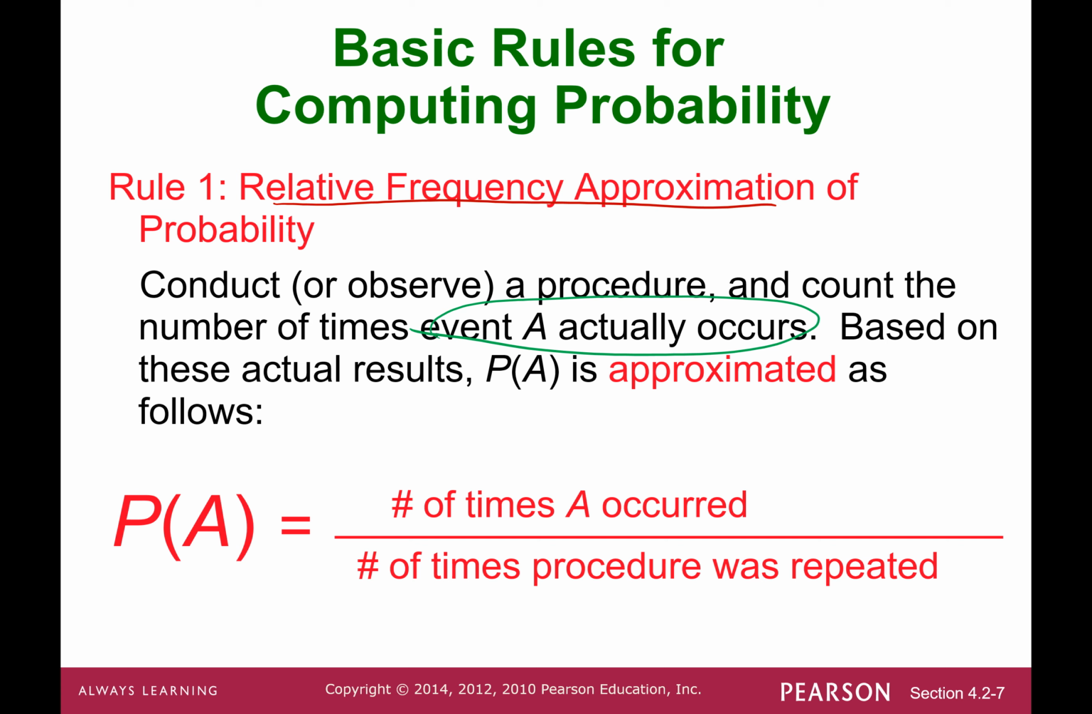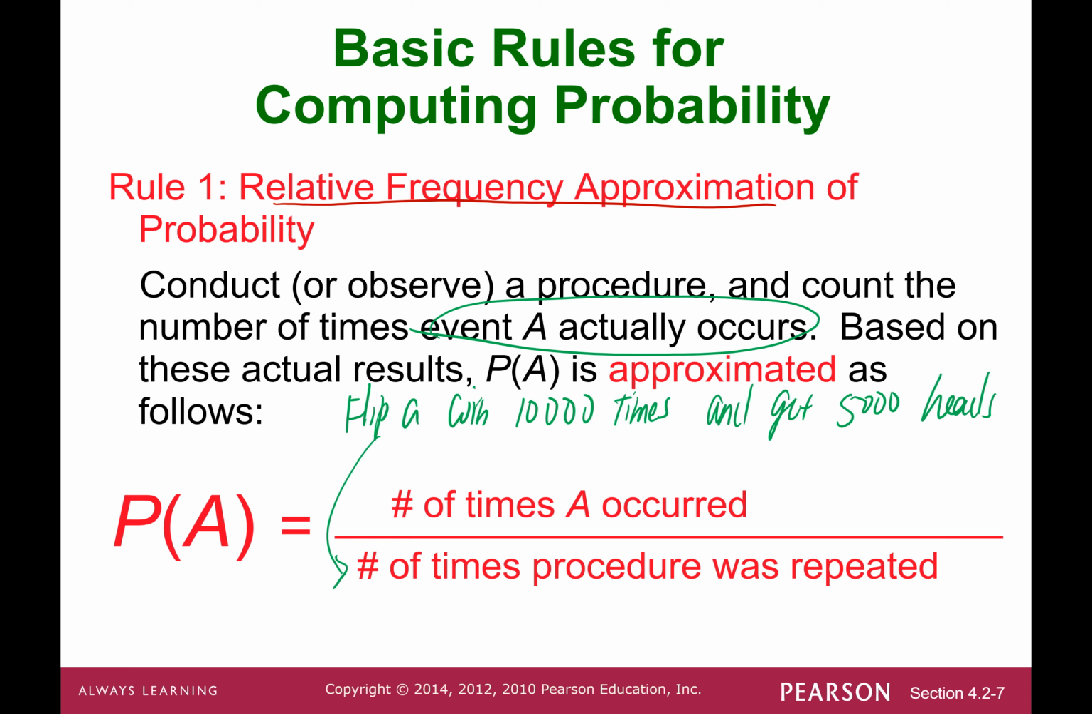So you can take a look at this. If you flip a coin 10,000 times, this would be the denominator, the number of times the procedure is repeated. So if we repeat the procedure 10,000 times and end up getting 5,000 heads, the probability of head equals 5,000, the number of times head showed up, over 10,000. That turned out to be 0.5. That's why we always look at the probability of getting a head or the probability of getting a tail as 0.5.